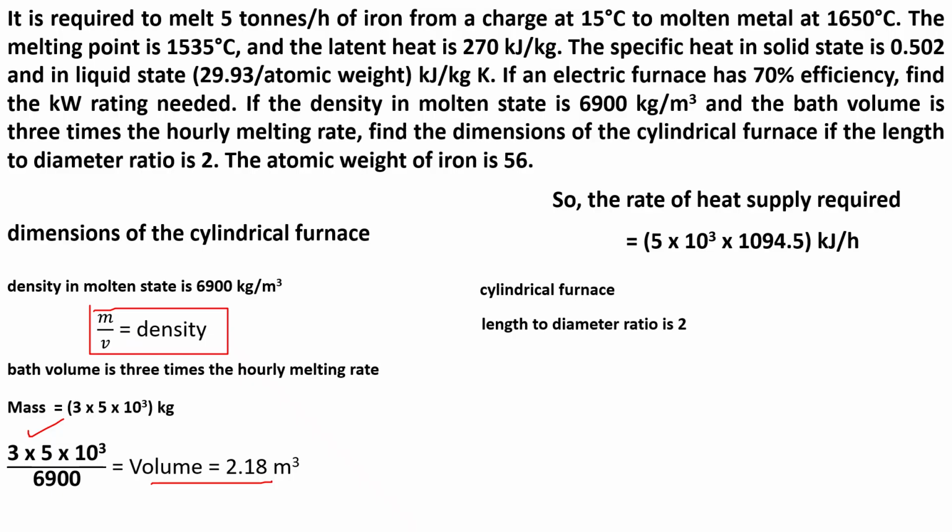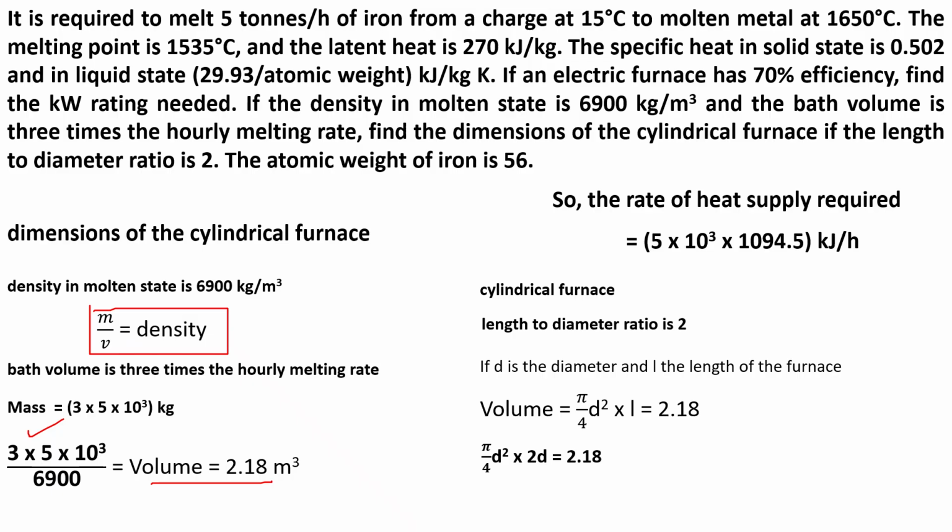Here it is mentioned that the geometry of the furnace is cylindrical, and that the length to diameter ratio is 2. Let's consider diameter is small d and length is small l. Then L equals 2d, and we know the volume for a cylindrical furnace is pi by 4 d square into L, which is equal to 2.18. Substituting L equals 2d here, the d value is 1.15 meters. Then L becomes 2.3 meters. So this is the solution, and thank you.